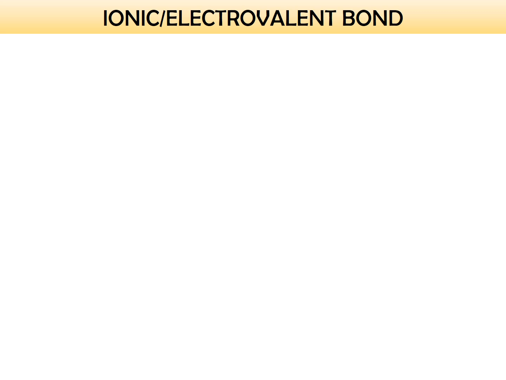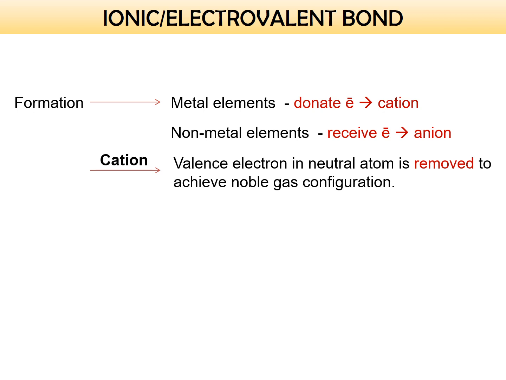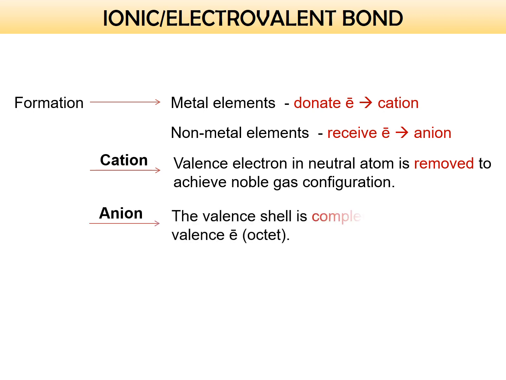Ionic bond, also called electrovalent bond. Ionic bond is formed when the valence electrons of the metal atom are transferred permanently to a non-metal atom. The atom that lost the electron becomes a positively charged ion, or what we call a cation, while the one that gained an electron becomes a negatively charged ion called an anion.